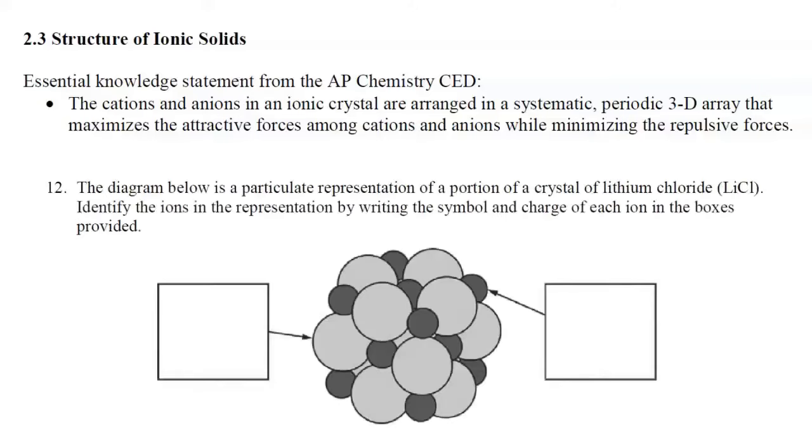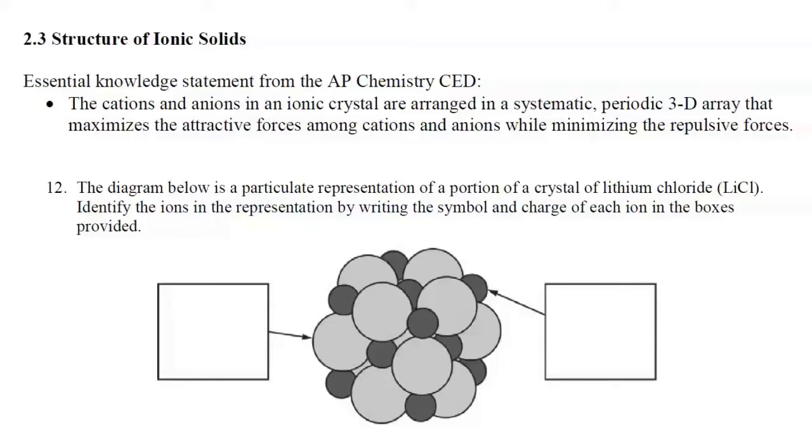Let's take a look at question 12 from your packet. You can see that there is a portion of an ionic crystal. This is lithium chloride. You can see that periodic three-dimensional array with oppositely charged ions packed together in this crystal lattice. And we have to identify which of the ions is lithium and which of the ions is chloride.